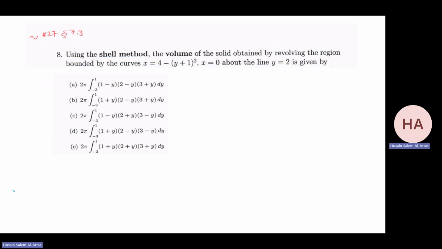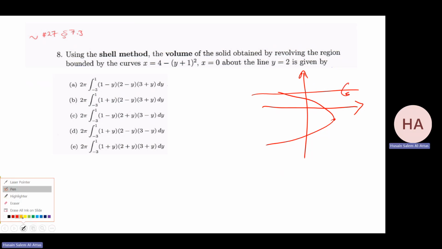solid obtained by doing this. I think I have 3 problems only, so let me do it quickly. This is the parabola, 4 and minus 1, 4 and minus 1, and at 0, it will do something like this. Who cares? Do something like this. X equals 0, which is the y-axis. I'm talking about this region. And about the line, y equal 2. This is the line, y equal 2. This is my axis of motion. Okay. So this will be my line.